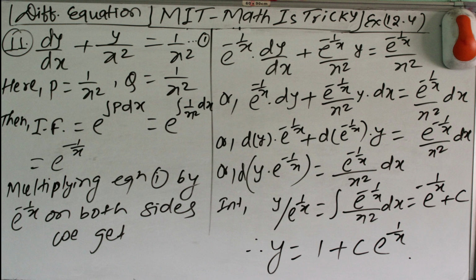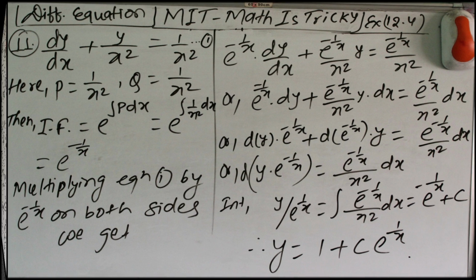If you have any confusion, you can use the substitution method. You can put t = −1/x and then differentiate, and after that simplify to find the integration. You will have the same thing. So by integration, we will get e^(-1/x) + c on the right hand side, and then by simplification we will get y = 1 + c · e^(1/x). This is our answer for question number 11.